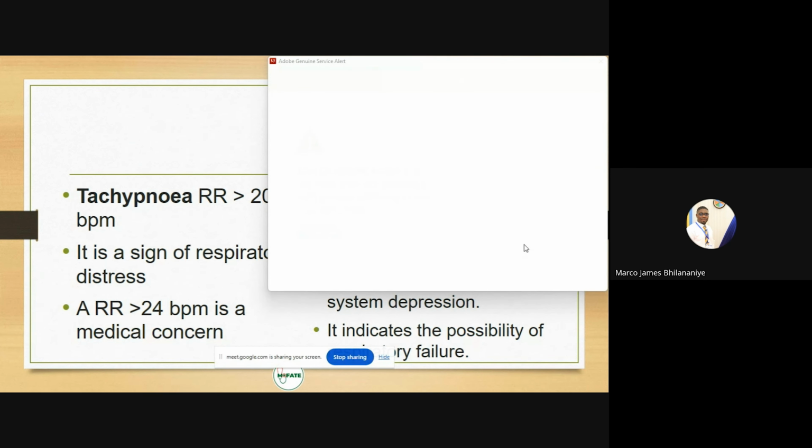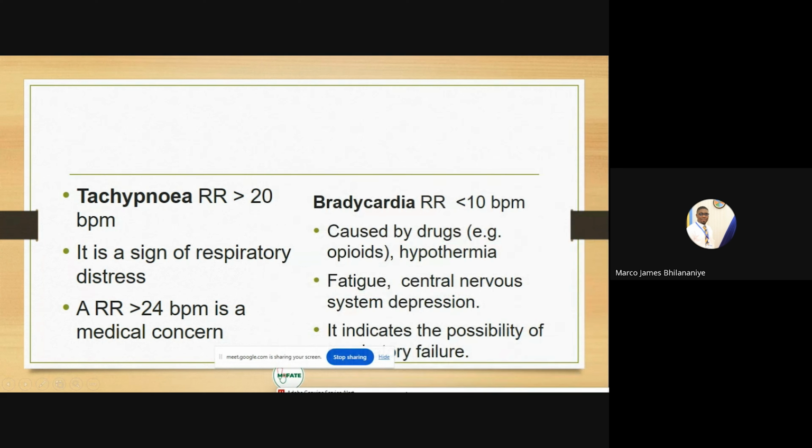However, I can talk a little bit on bradypnea, an RR of less than 10 cycles per minute, not beats per minute. This might be caused by drugs like opioids, hypothermia, and other things. Drugs like diazepam, which we usually give patients, can also lead to bradypnea, which is very bad. Again, fatigue and central nervous system depression in patients with cerebrovascular accident, whatever the pathology, traumatic brain injury, brain tumor, all kinds of strokes, all these cause central nervous system depression.